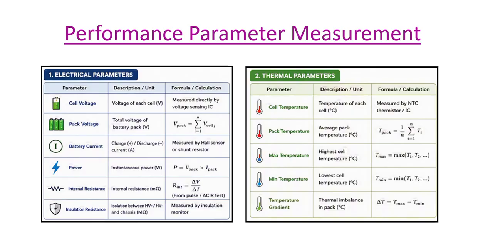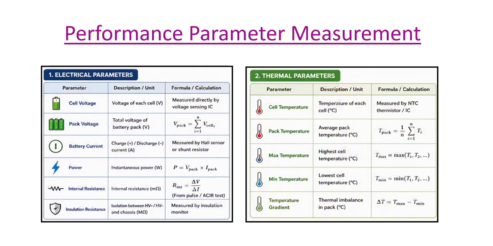Cell voltage is one of the most important parameters because over voltage can damage the battery and under voltage can permanently reduce battery life. The next parameter is pack voltage, which is simply the sum of all individual cell voltages. This value indicates the total voltage available from the battery pack and is used to estimate battery performance.